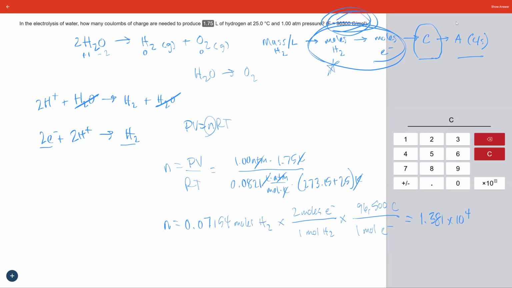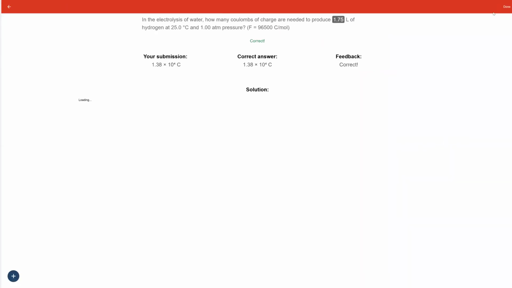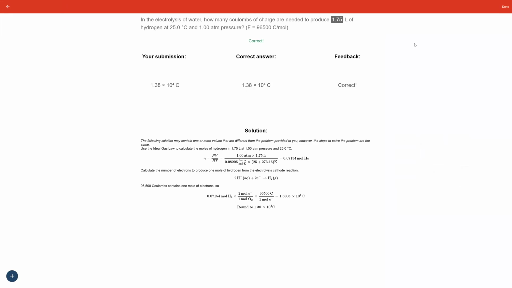This is in coulombs. And again, if we had been given a time, like how many seconds, we could divide that by seconds and get our amperage, which is what we're used to seeing in electricity. So let's clear this out. Put that in. I'm going to go 3 sig figs. And there is our answer.